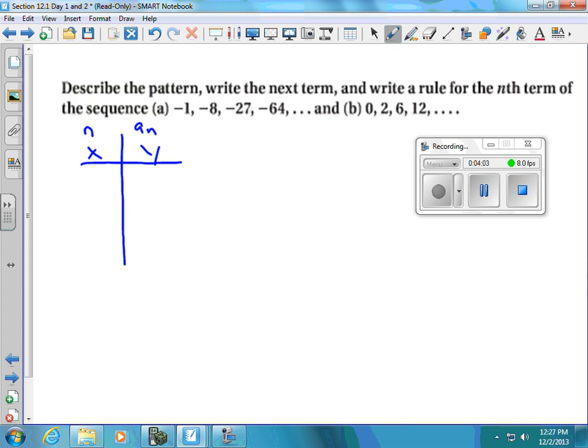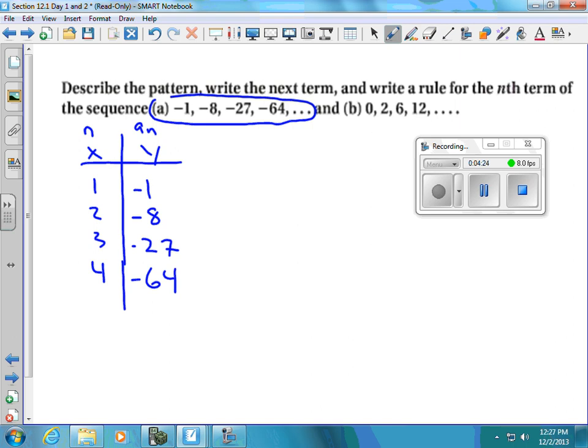And we have 1, 2, 3, 4. We're going to just look at A right now. Okay? 1, 2, 3, 4 terms. So 1, 2, 3, 4 that we see so far. And we know that when we plug in 1, we get out negative 1. When we plug in 2, we get out negative 8. When we plug in 3, we get out negative 27. And when we plug in 4, we get out negative 64.